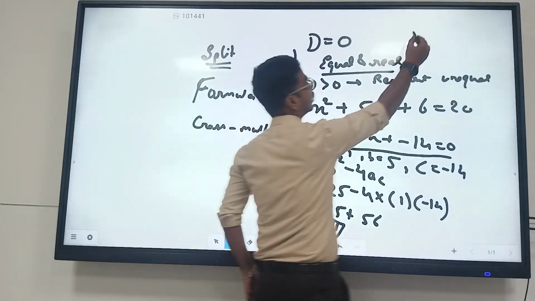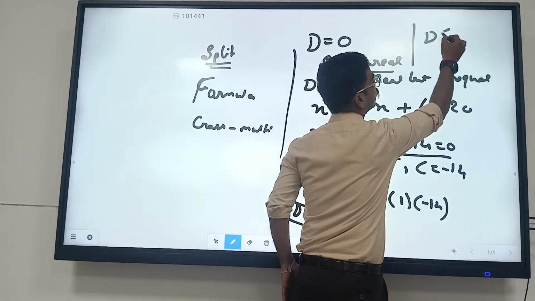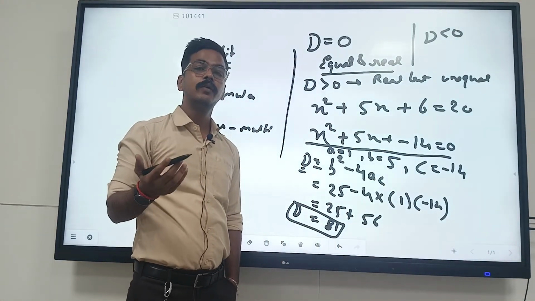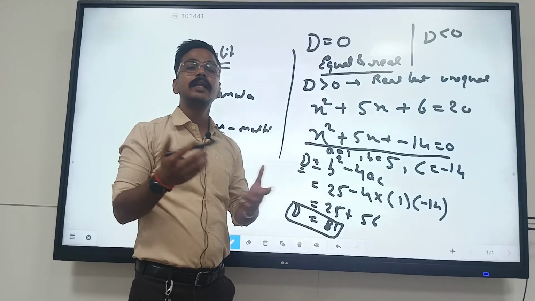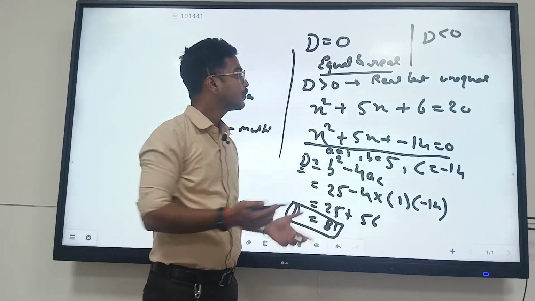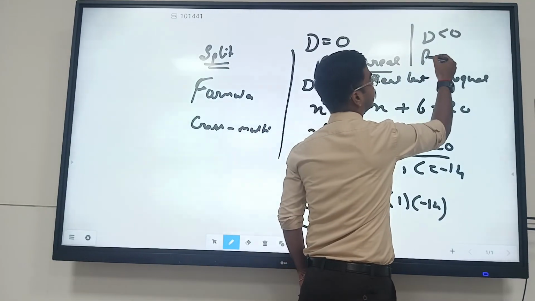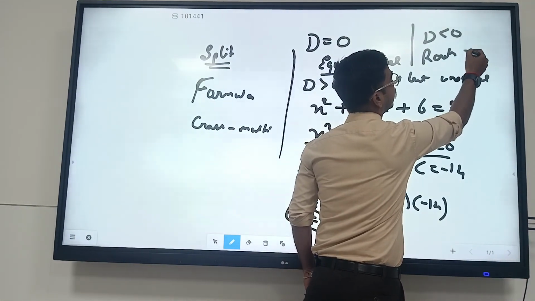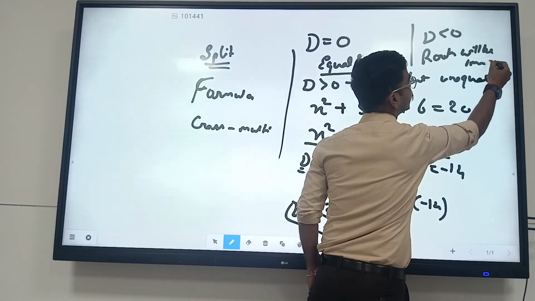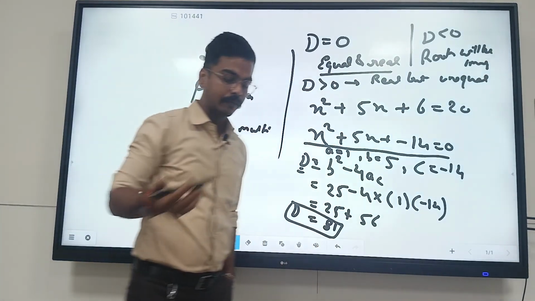And in the third case, if the value of D comes out to be less than 0, then such roots will be imaginary. That means we cannot tell the value of those numbers because imaginary numbers cannot be solved. So we will write that roots will be imaginary. So this is about the nature of roots which we have discussed.